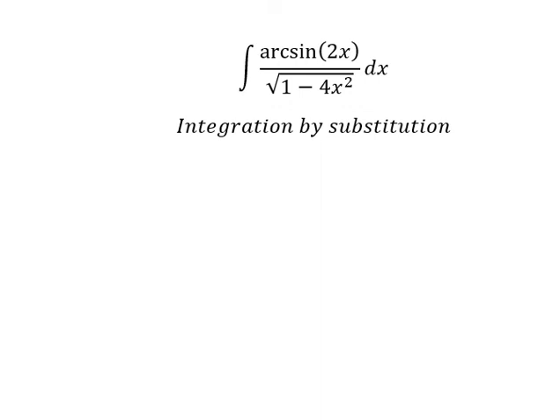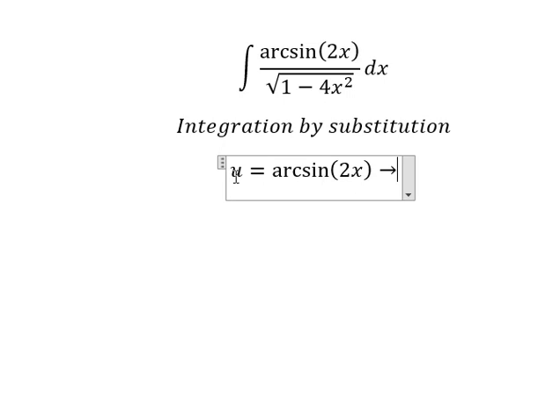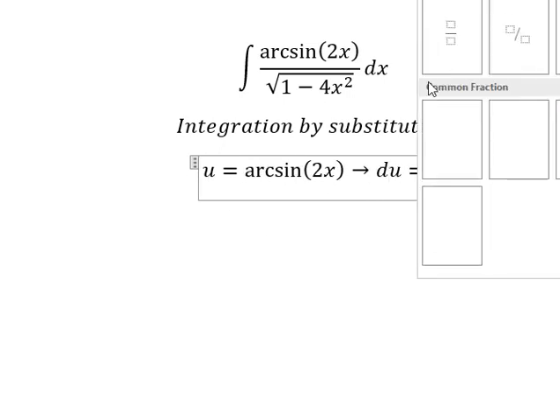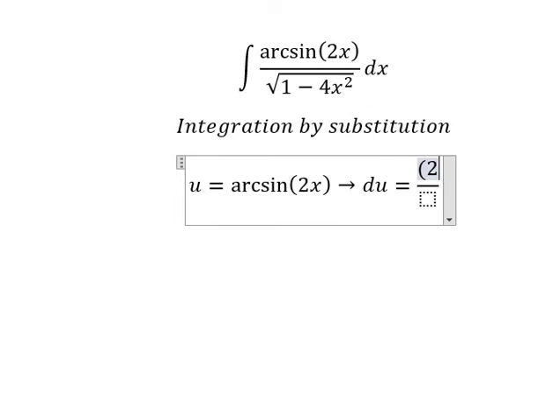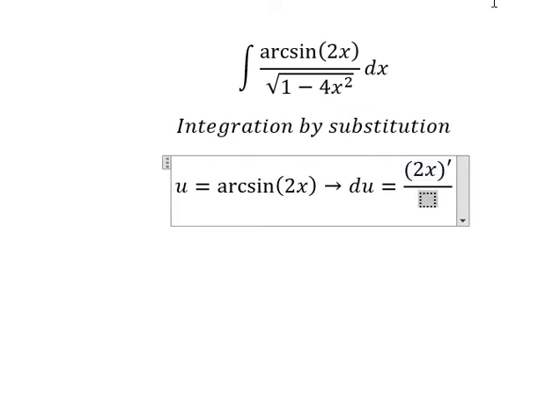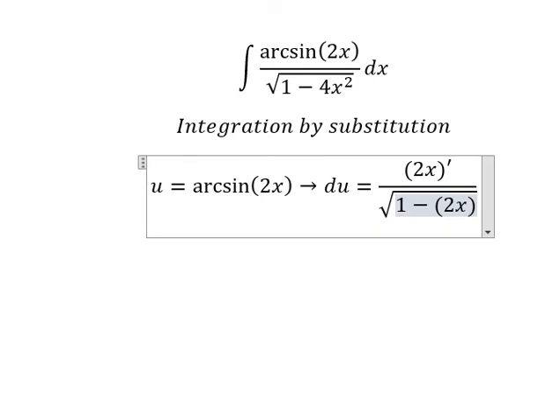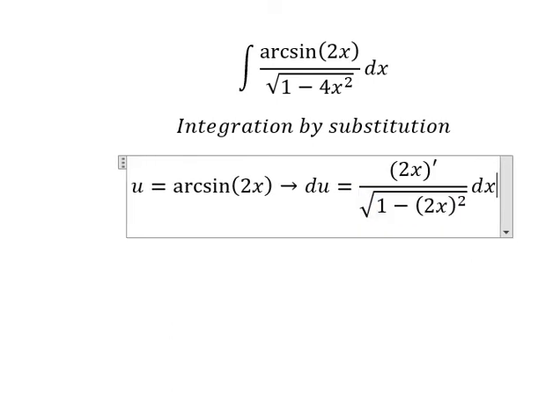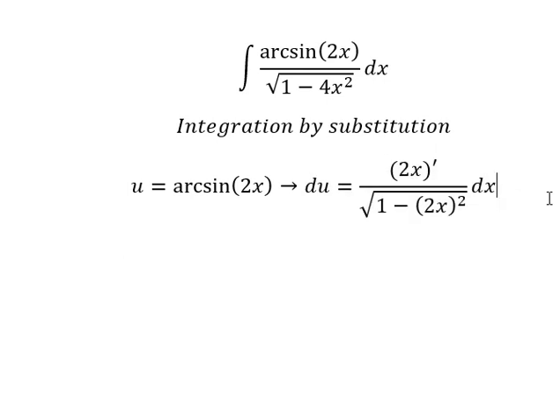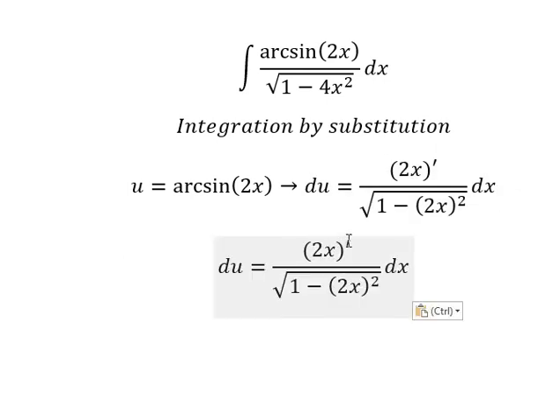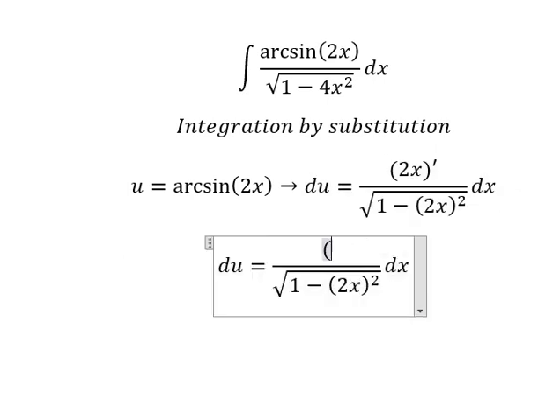So I will put u equals to this one. Next, we need to do the first derivative for both sides. So we need to do the derivative of 2x over the square root of 1 minus 2x, everything to the power of 2 dx. This one you get 2. This one you get 4x squared.